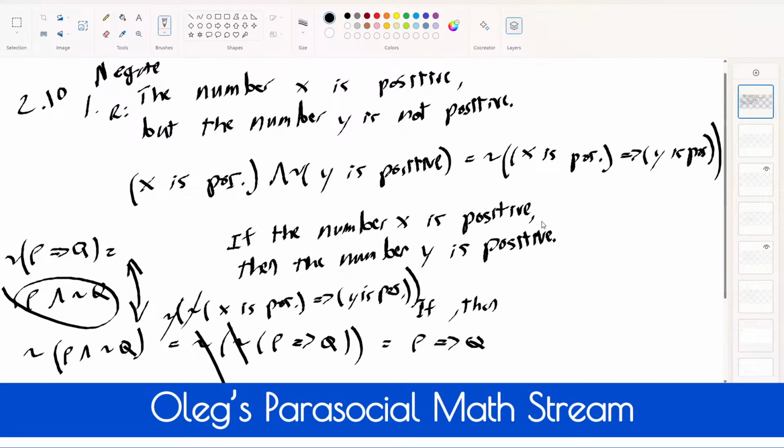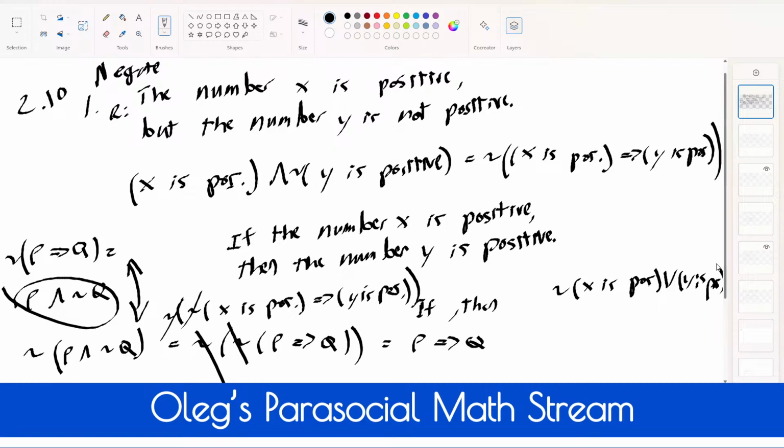Okay, so let's see here. The number X is positive but Y is not positive. The but can be interpreted as and using De Morgan's law. The negation is the number X is not positive or the number Y is positive. So they did it with the number X is not positive. What does that look like? Not X is positive or Y is positive. Okay, that's the correct answer.